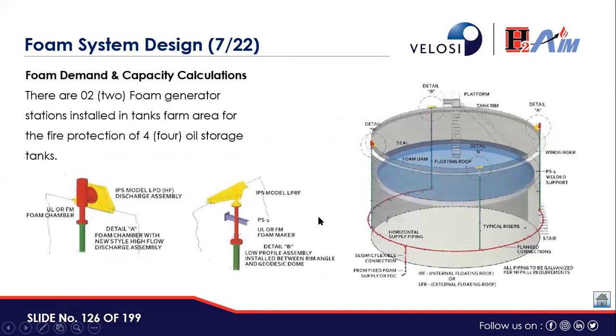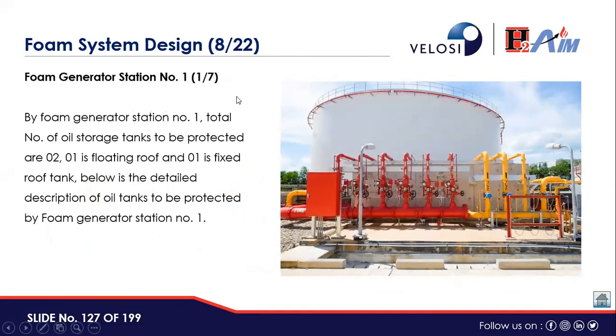So from the foam demand and capacity calculation point of view, there are two foam generator stations installed in the tank farm area for the fire protection of 4 oil storage tanks. Foam generator station 1: by foam generator station 1, the total number of oil storage tanks to be protected is 2. One is a floating roof tank and one is a fixed roof tank. So below is the detailed description of the oil tanks to be protected by foam generator station number 1.